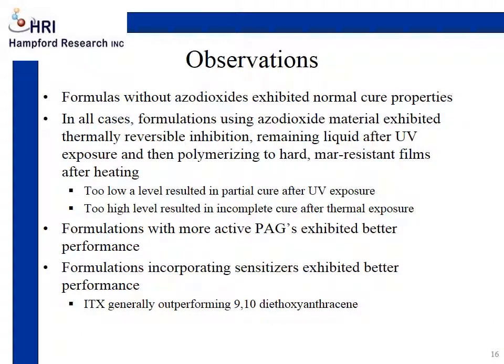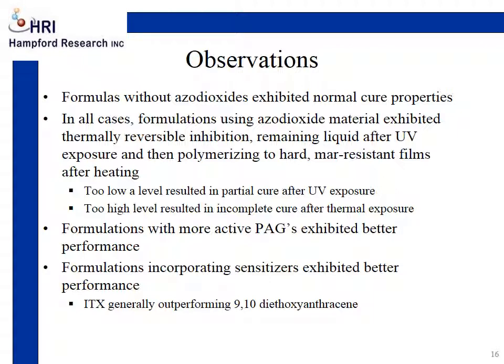Some of the other observations: formulas without azo dioxides exhibited normal cure properties. In all cases, formulations using azo dioxide material exhibited thermal reversible inhibition, remaining liquid after UV exposure and then polymerizing to a hard, mar-resistant film after heating. As we discussed, too low a level of inhibitor resulted in a partial cure after UV exposure. Too high a level of the UVTS resulted in incomplete cure after thermal exposure.